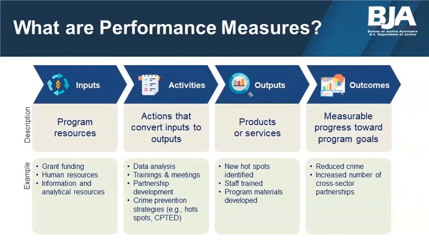Activities are the actions that convert inputs to outputs that eventually result in measurable progress towards the program's goals. This can include things like trainings, meetings, partnership development, data analysis, and strategic planning. Outputs are the countable products or services that result from these actions. Outcomes speak to longer-term program goals. Associated outcomes can be found in the outcome section at the end of the performance measure questionnaire.